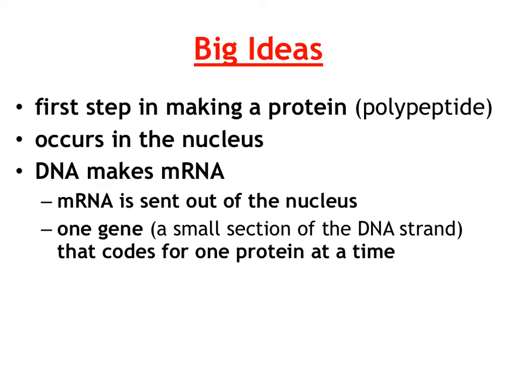So, some of the big ideas from today on our lectures about transcription. You should be taking notes on this, even though it's a review, it would be good for you to still take notes on it. Transcription is the first step in making a protein. It occurs in the nucleus, and DNA makes mRNA. That is the goal here. mRNA is what gets sent out of the nucleus, okay? And it is one gene, a small part of DNA that codes for a protein. These small pieces of DNA are going to code for a protein one at a time.